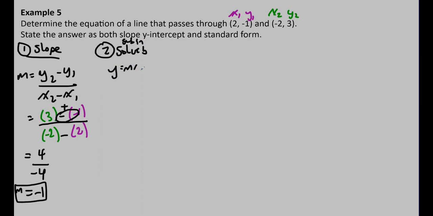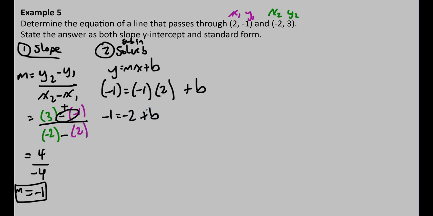So y equals mx plus b. I'm going to use this one because it's easier, I think. So negative 1 is equal to my slope of negative 1 times x, which was 2, plus b. And then I do the math. The y stays by itself. Negative 1 times 2 is negative 2 plus b. And I am trying to solve for b, so I want this by itself. So I got to bring the negative 2 over by making it plus 2 on both sides. And then I will have negative 1 plus 2, which is equal to 1. So my b value is 1.